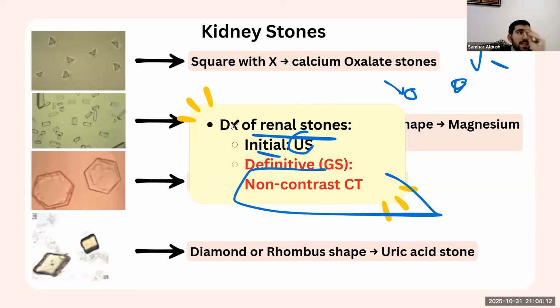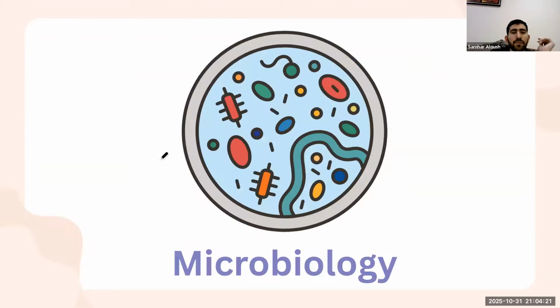If the question is asking what's the initial test for renal stones, ultrasound. What is the definitive? Non-contrast CT. Mainly they ask for the non-contrast CT. We're done with pathology and clinical. I know I took time, but micro and radiology will be much quicker and much easier. Is everything clear?